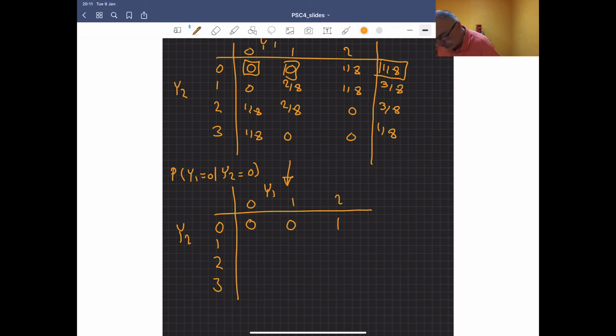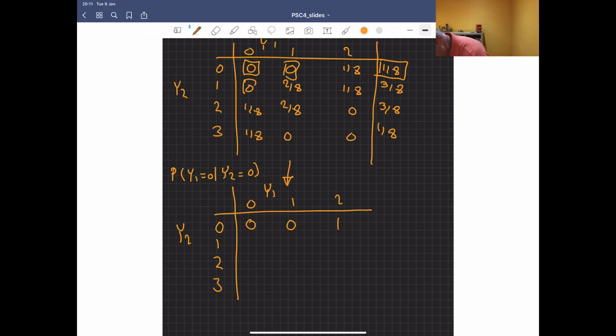So the next one is 0 divided by 1/8, which is 0, and finally 1/8 divided by 1/8 is 1. If you think about it, if I said to you, I've tossed these 3 coins, I know that y2 equals 0, so there are no tails, and ask you what's the probability that the first 2 are heads. If there's no tails, they must all be heads, so the first 2 must be heads, so it must be the 2.